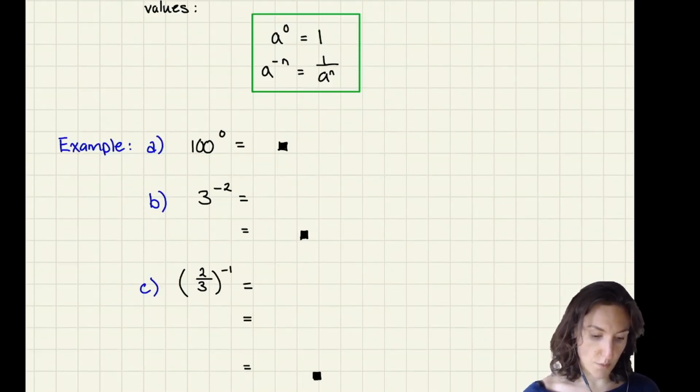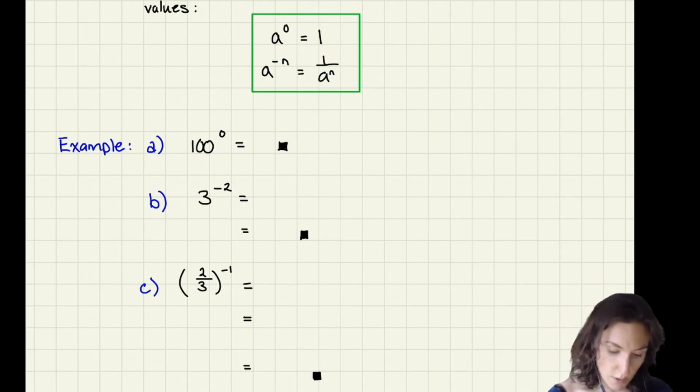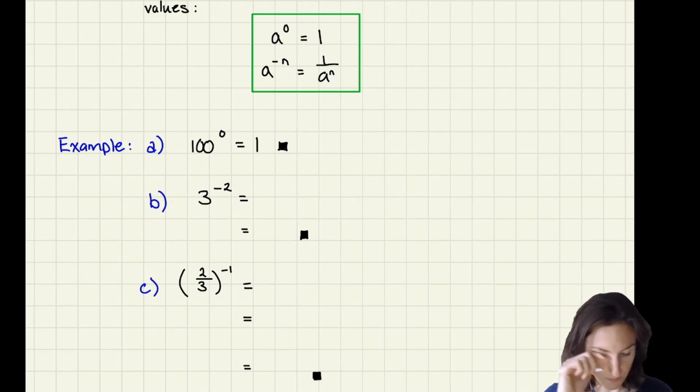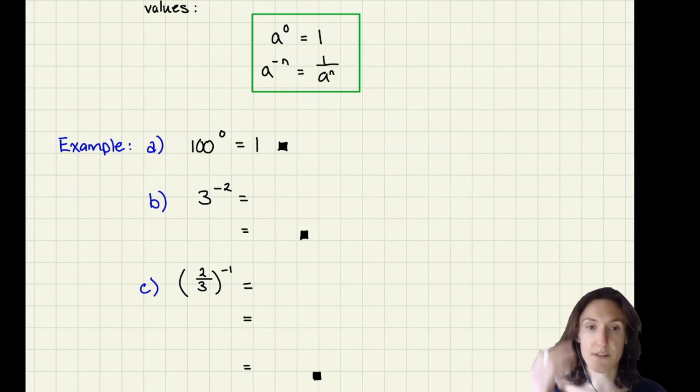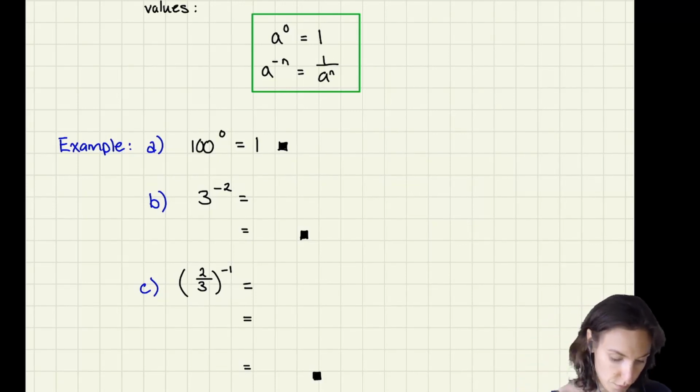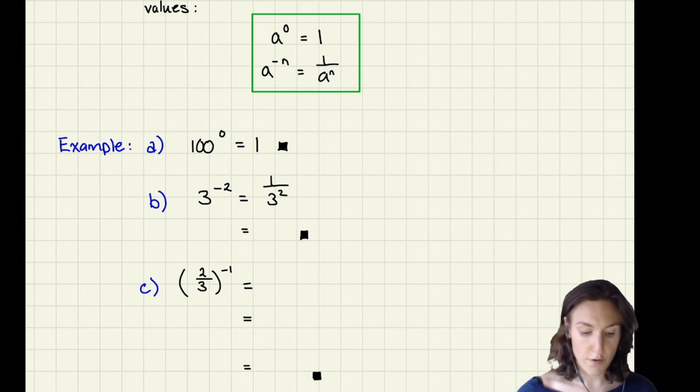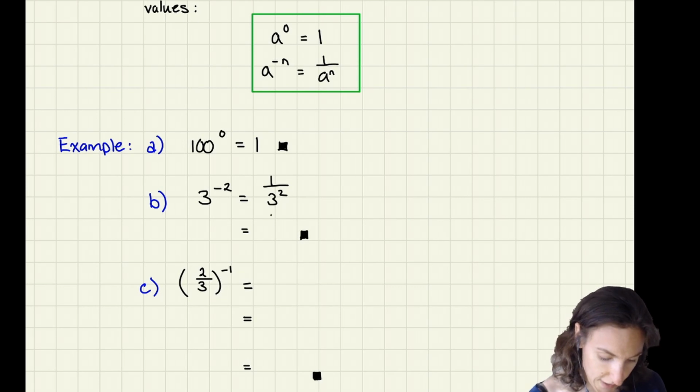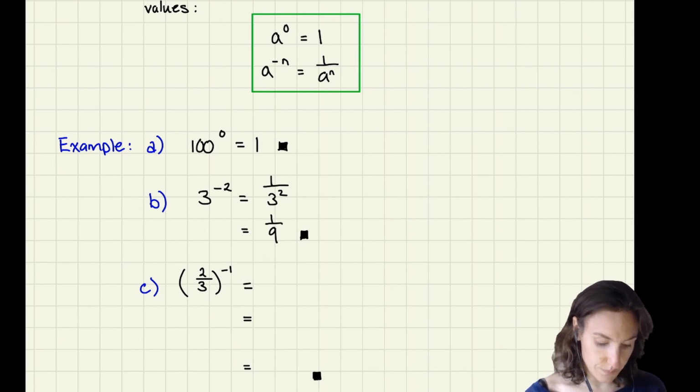So let's look at a couple quick examples. Remember, anything to the power of 0 is always going to be 1. When we say 3 to the negative 2, let's put this into a form that's a little bit easier to work with. So I'm going to go 1 over 3 squared, and that gets rid of my negative, and this is going to give me 1 over 9.